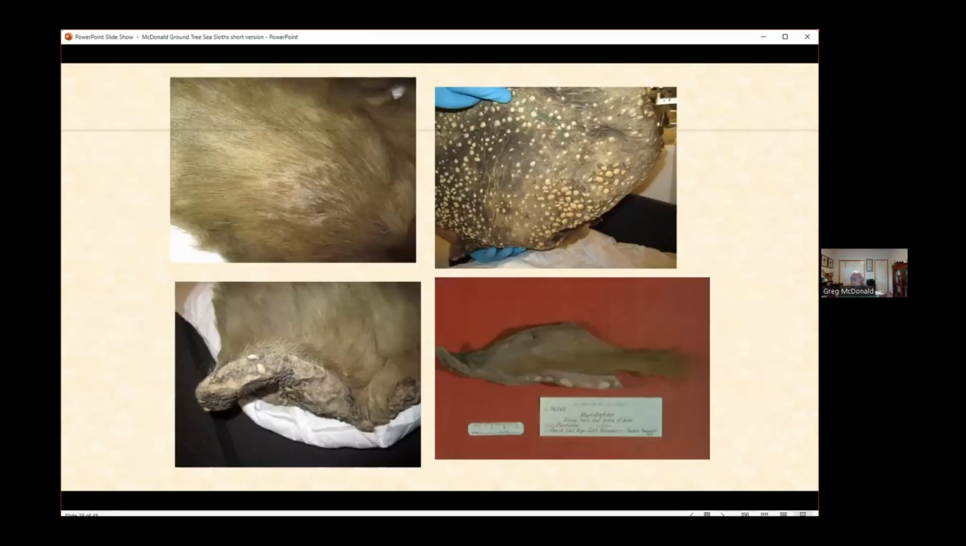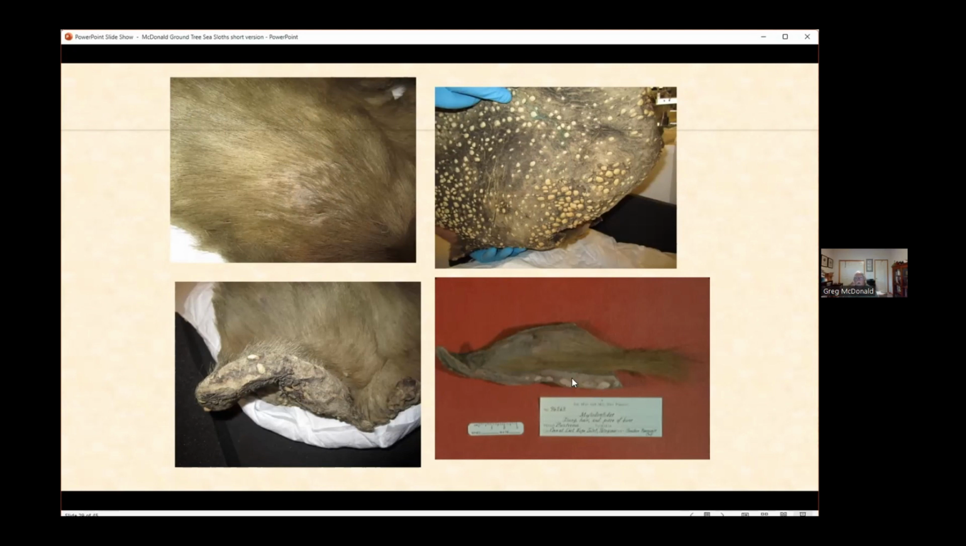We also get the skin preserved. And so here we have skin of Mylodon darwini. So we have the hair on it. This is the outer view. If you were inside a sloth looking out, all these little white things are bony nodules. It's a dermal armor. You can see them in cross section here in the skin.